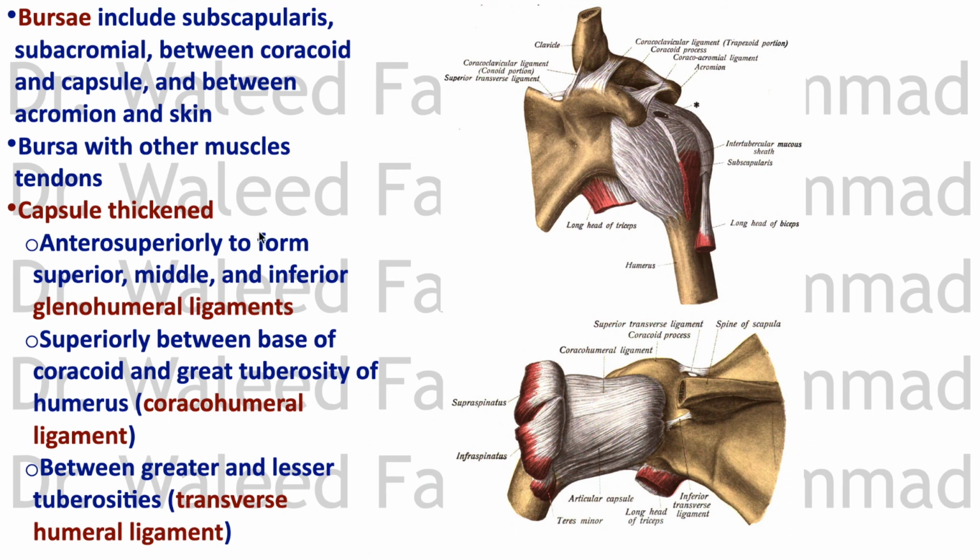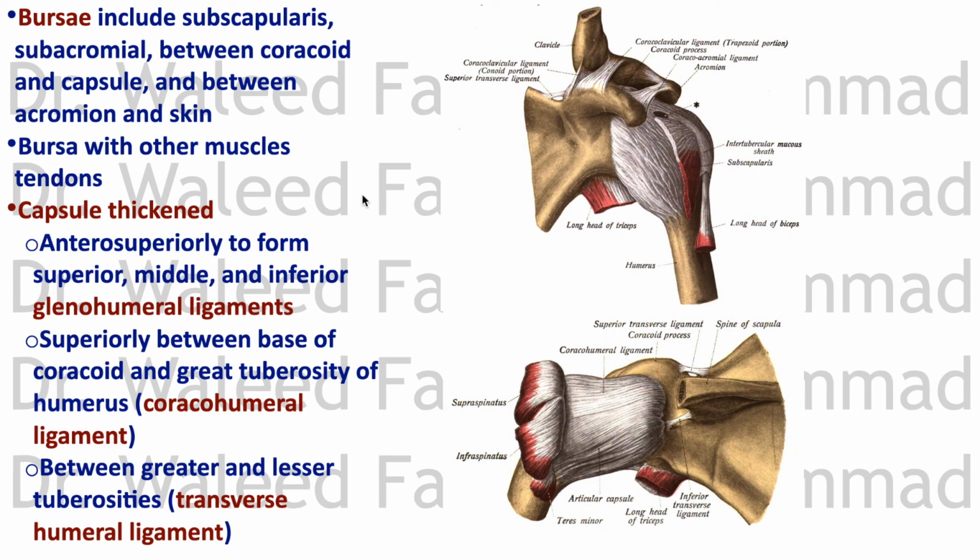The bursae of the shoulder include the subscapularis muscle bursa, the subacromial bursa, between the coracoid and the capsule, and between the acromion and skin. All these are bursae. Also there are bursae with other muscles, tendons around, other tendons around the shoulder joint. And as mentioned before, the synovial cavity, synovial membrane may communicate with the subscapularis bursa.